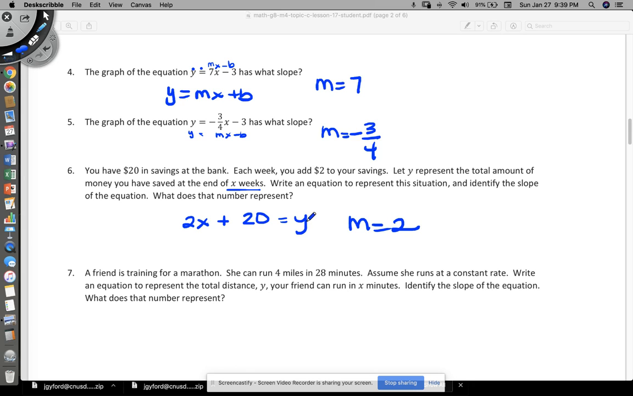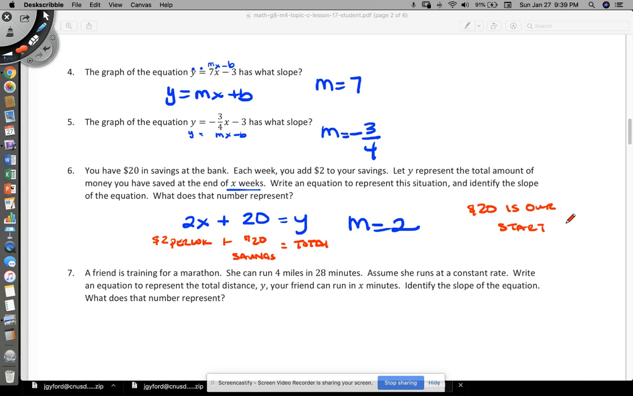Now, also, what does this represent? So this is, I'm going to use a different color here. The 2x is $2 per week plus the $20 in the savings, equals our total amount. So the $20 is where we are starting from. I'm just going to call it our start. That's where we're starting. And our slope is 2. All right, let's look at number 7.